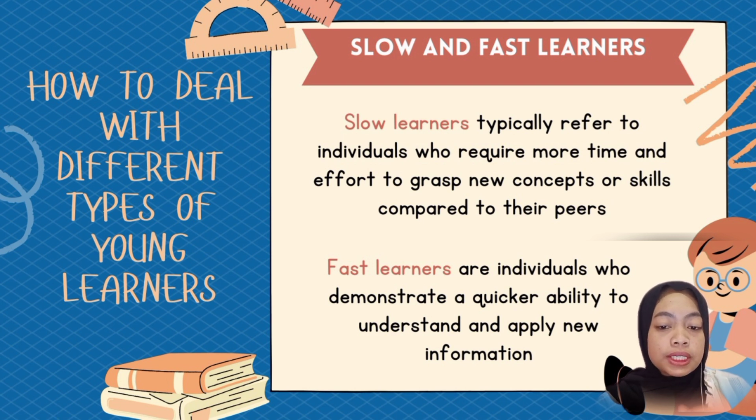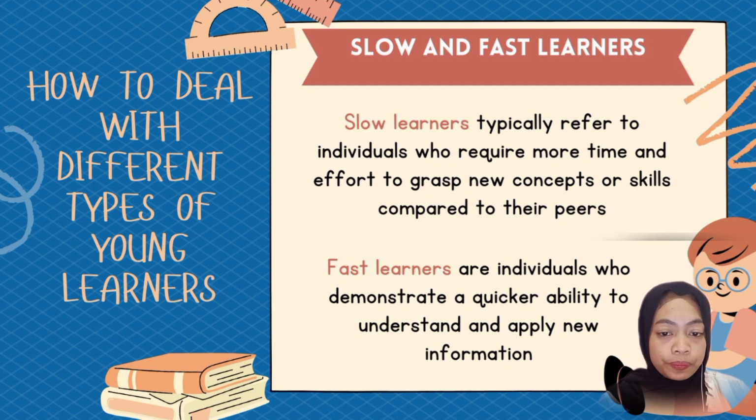The next type is fast learners. Fast learners, on the other hand, are individuals who demonstrate a quicker ability to understand and apply new information. They can grasp concepts rapidly, retain information well, and often excel in academic environments. Fast learners tend to exhibit high cognitive abilities and may require less repetition or practice to master new skills. It's important to note that being a fast learner doesn't guarantee success in all areas of life, as other factors such as work ethic, perseverance, and emotional intelligence also play vital roles.